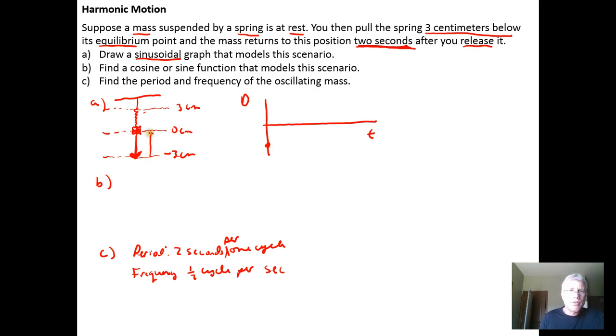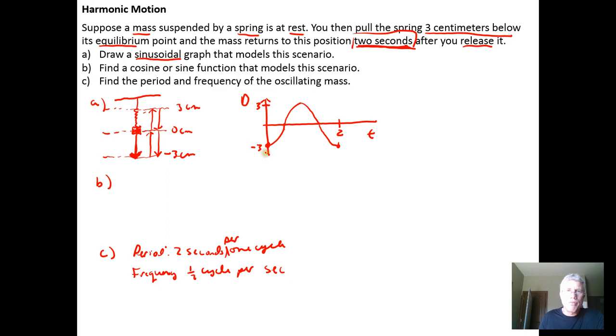And as I move upwards, I'm going to have a point in time where I return back to my equilibrium point, and then I will shoot to a maximum value above my equilibrium point. I will then bob back down to my equilibrium point, and I will return back to the original displaced position. And all of this takes, we're told, 2 seconds to happen. So this is the 2-second mark right here. And here I have a sinusoidal model, and I can put in some labels. This is 3 above, this is 3 below equilibrium. It happens in 2 seconds.